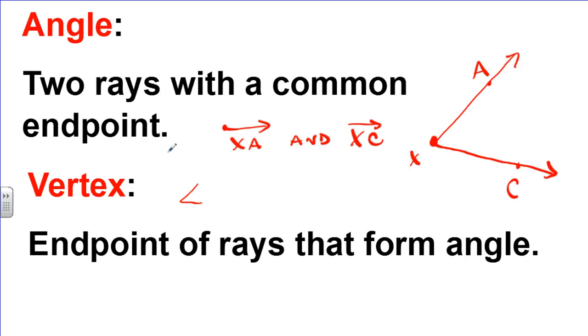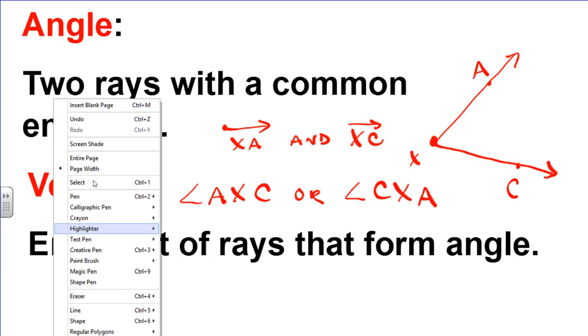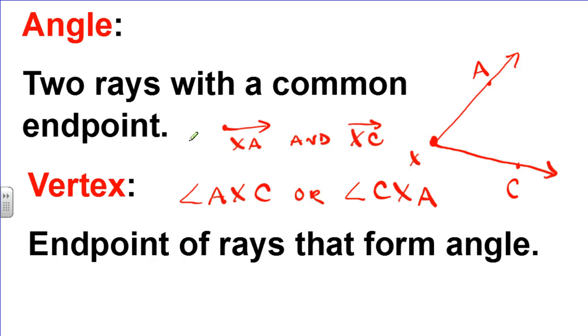It's either angle AXC, or there's the other way to say this, angle CXA. Okay? And if you notice something special about the way that I named it, and this is very important, the same letter is in the middle depending on how I name that. That letter is called the vertex. That point is called the vertex, and that is where both of the rays meet. So it is the endpoint of rays that form the angle.